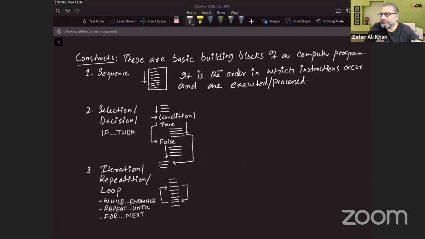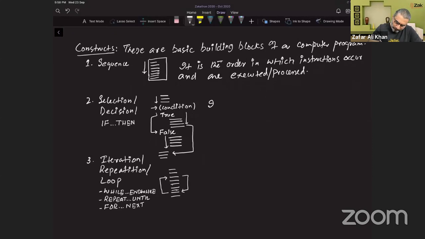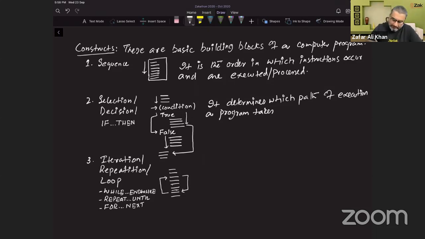Now, what is selection? Selection determines which path of execution a program takes when it is running, based on the condition.